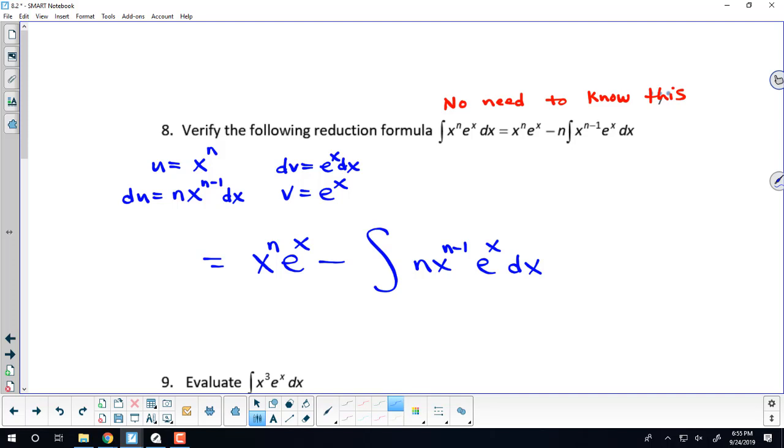So, for instance, if this were x to the 5th e to the x, then we would have x to the 5th e to the x minus the integral of x to the 4th e to the x. Then you would have to use the reduction formula on that integral again to get another uv minus integral of v du. Use it again and again and again.